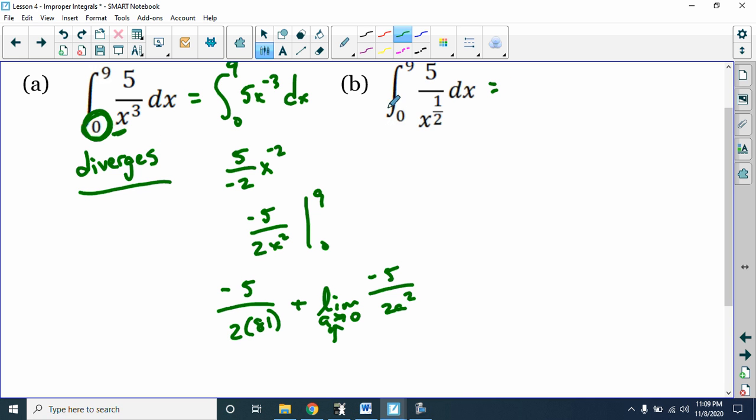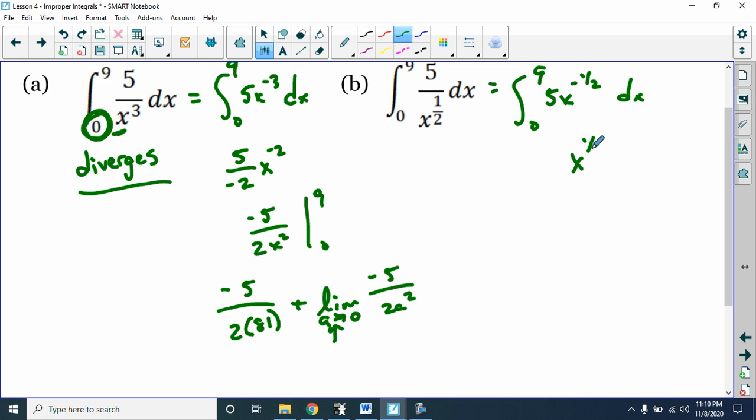This one, if you look at the two graphs, they look very similar. Both of them kind of go down. Both of them have a horizontal asymptote. But notice this one, when we do it, let's see here, 0 to 9 of 5x to the -1/2 dx.